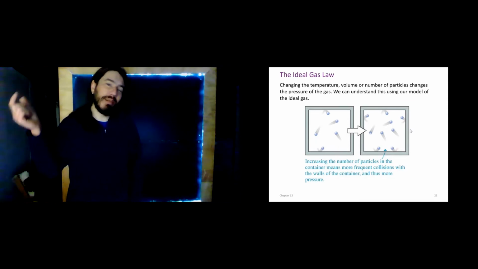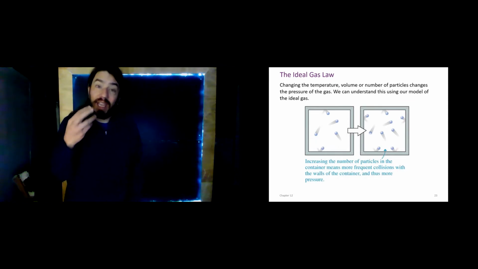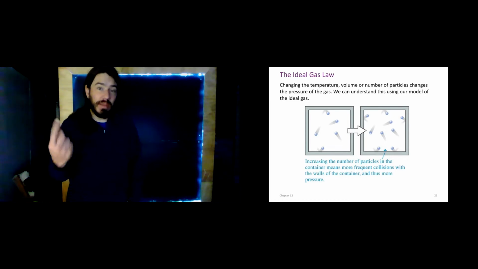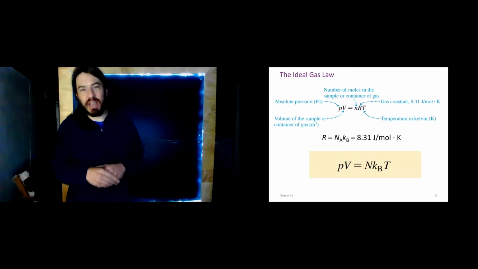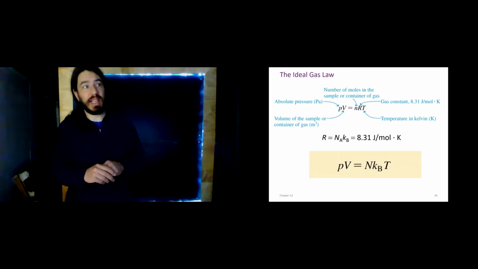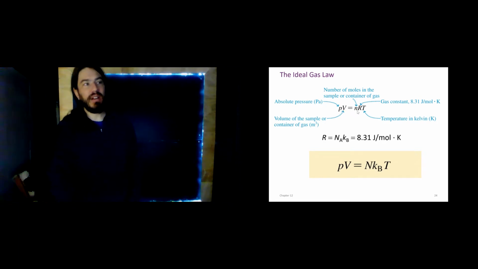Similarly, if I increase the number of particles in my container, I get more collisions with the walls of the container. More particles means a higher pressure. We can put all of these observations together in what is known as the ideal gas law. And it looks like this. PV equals nRT. This is the pressure.